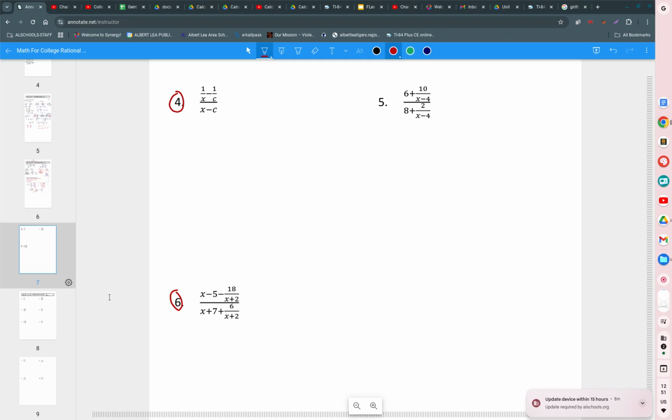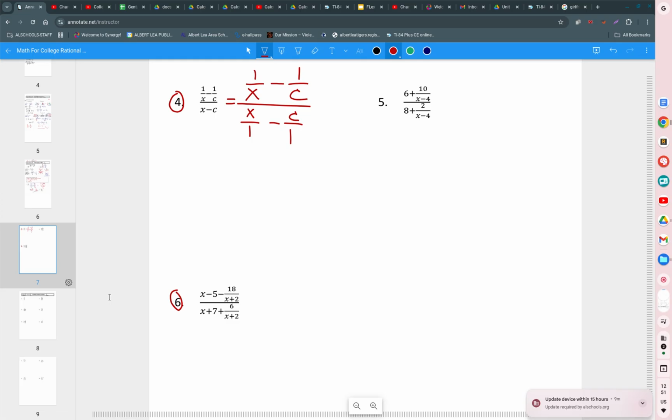A complex fraction is when we have more than one fraction. So you can see we have 2 in the numerator, we have the 1 as a whole. I'm going to rewrite this so that you can see it as 1 over x minus 1 over c, and the bottom I'm going to write it as x over 1 minus c over 1. And the first step is always to get one fraction in the numerator and one fraction in the denominator.